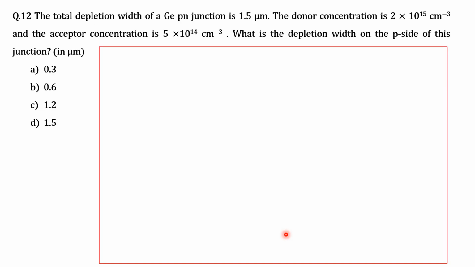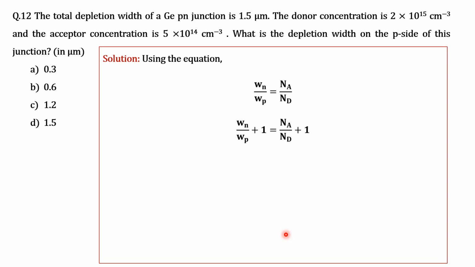So next question is, the total depletion width of germanium PN junction is 1.5 μm. The donor concentration is 2 × 10^15 per cm³ and acceptor concentration is 5 × 10^14 per cm³. What is the depletion width on P side of the junction? Basically, total depletion width is given to us. We don't know Wn and Wp separately, but the total depletion width we know, and the donor and acceptor concentrations are also given. So how do we find out from this particular case?